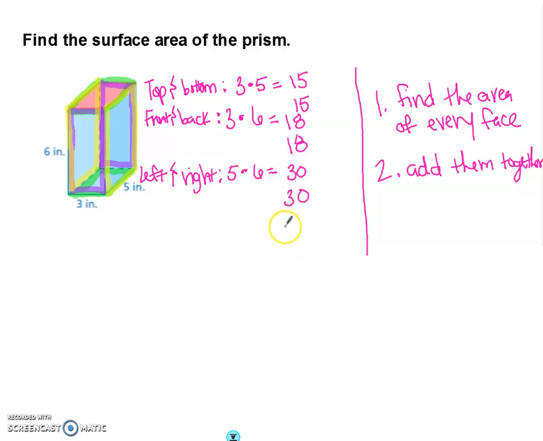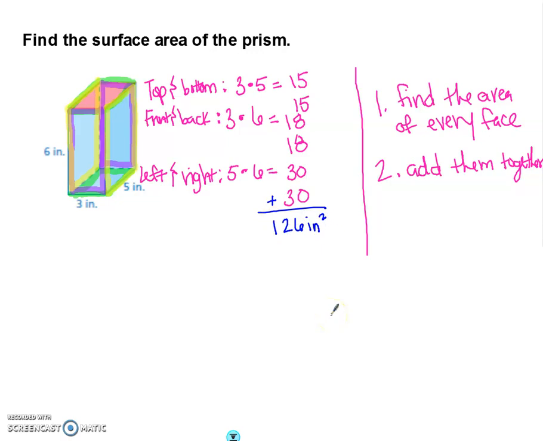Now that we have the area of every single face, this rectangular prism has 6 faces. 1, 2, 3, 4, 5, 6 faces. Now we're going to add them all together. You are allowed a calculator on the quiz and test for this chapter. Make sure your additions are last. Your calculations should be last. We still need to show amazing work. 126 square inches.